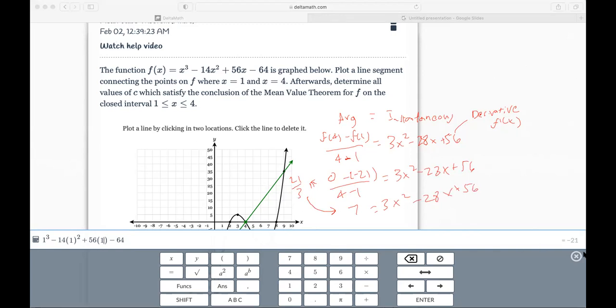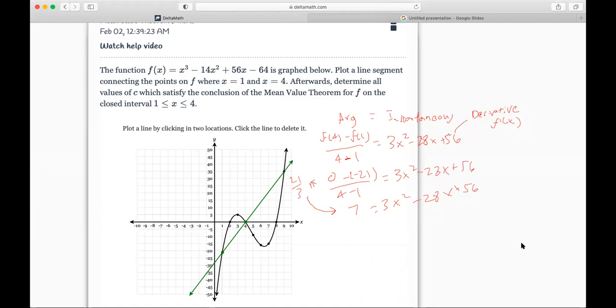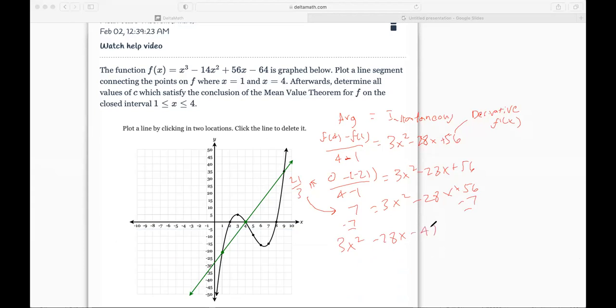And I have something that looks like an algebra 2 type of quadratic that I need to solve. That's where we're going to kind of end up quite a bit on these. So I want to make sure that I am setting this equal to 0 before I solve. So I have 3x squared minus 28x minus 49 equals 0. And the question is, how do I solve this?